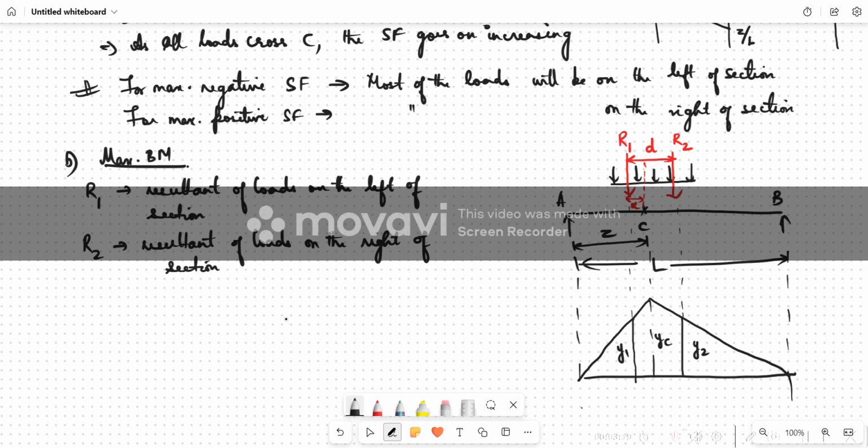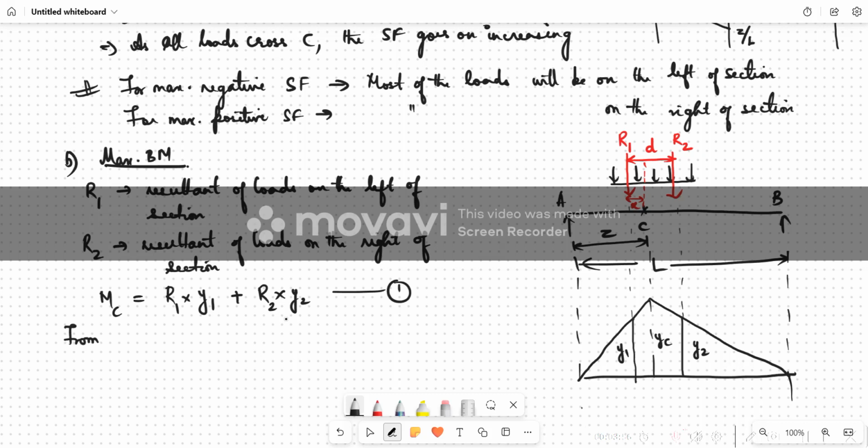So all that I'm not going to write here. The distance between R1 and R2 is d as shown in the figure, and R1 is at a distance of x from section C. Now the ordinates of the ILD for moment at C are y1 under R1, y2 under R2, and the maximum ordinate is yc. Now what is the moment at C? We can write moment at C as the resultant on the left hand side into its ordinate plus the resultant on the right hand side into its corresponding ordinate. So let us give this as equation 1.